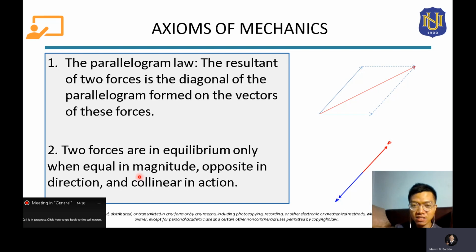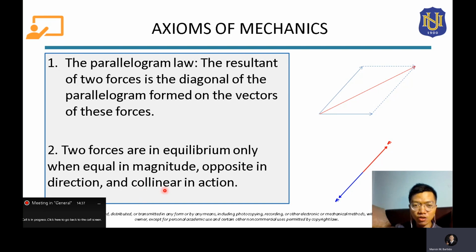Also, the forces should be opposite in direction. So if this force is directed towards this direction, the other force should be directed oppositely. So it should be directed this way.